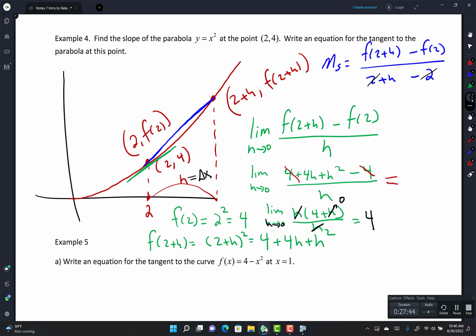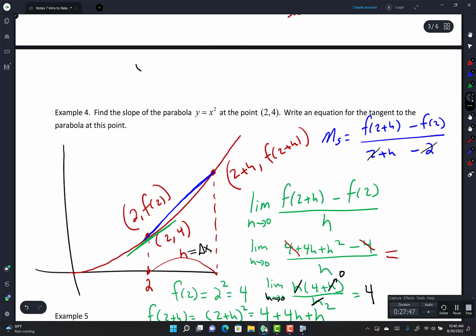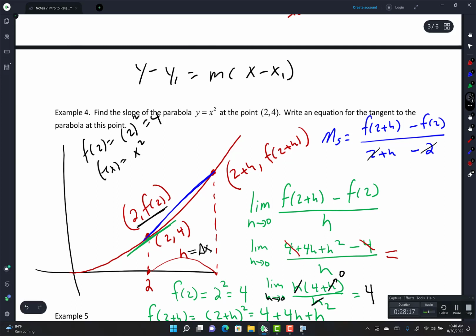The equation. So how do I find an equation of a line? Y minus y1 equals slope times x minus x1. That's point slope form. F of 2 equals 2 squared, which is 4. The equation is f of x equals x squared. So 2 comma f of 2 is the same as saying 2 comma 4. Did that answer your question or not?